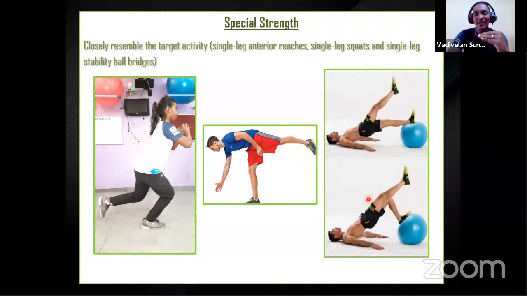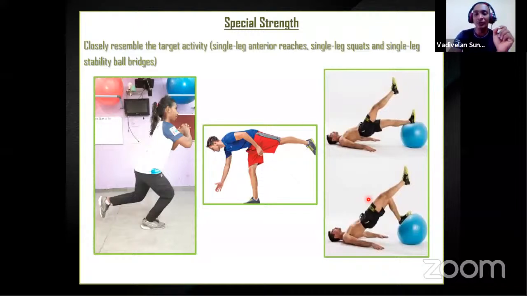So the first stage, general strength, is over. Then coming to the special strength. Special strength is something resembling the sports activity. What we have seen is that the second stage strength resembles the sports activity. As I told, single leg balance is a key point for many athletes.